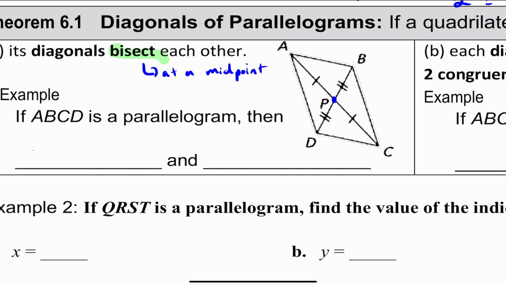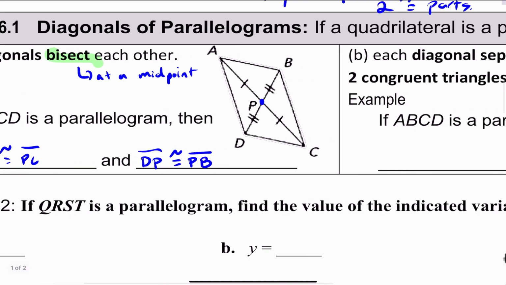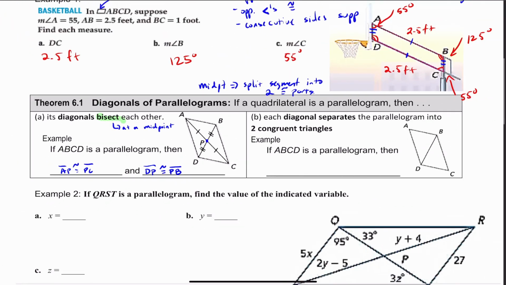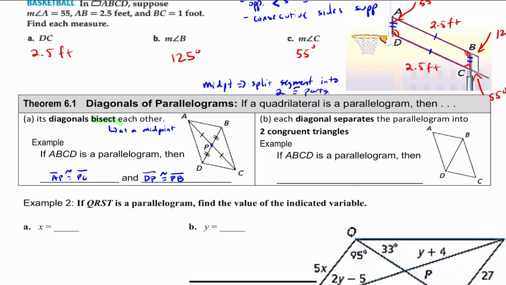So I'm going to go ahead and say the segment AP is congruent to segment PC. One tick mark for each of them. And then we can say that segment DP is congruent to segment PB. Because we can see that those two tick marks are there. And that's because, again, if a quadrilateral is a parallelogram, then its diagonals bisect each other. And they bisect at a midpoint. So we can see which parts are congruent.